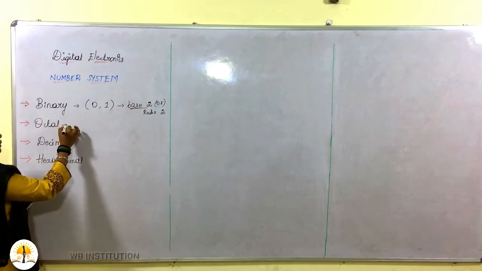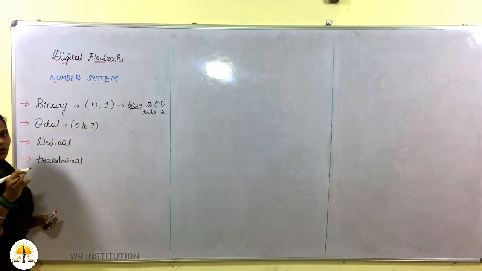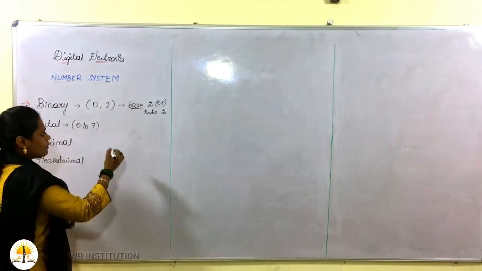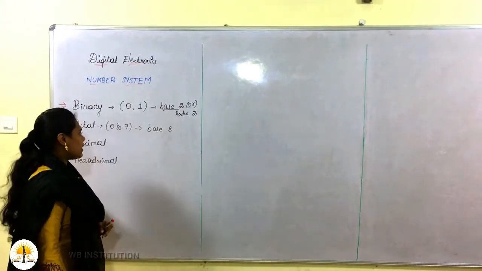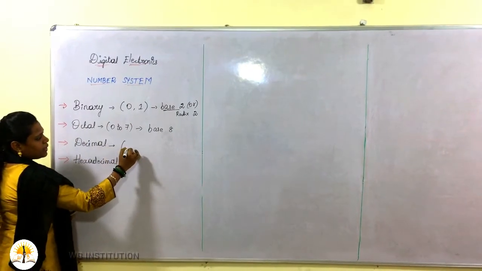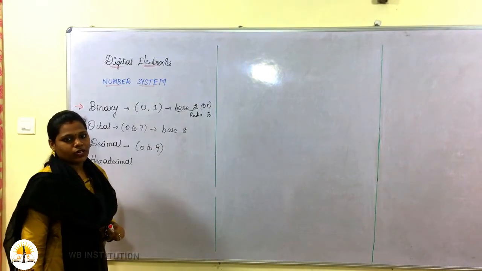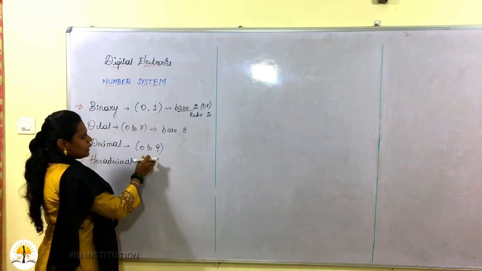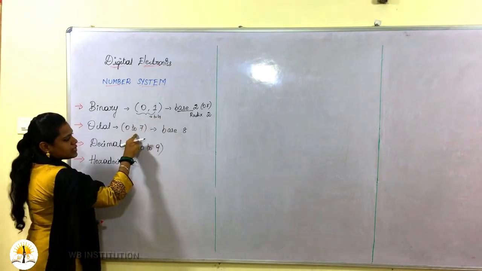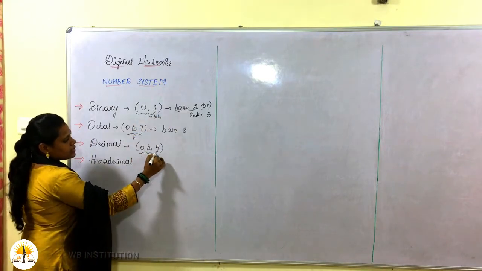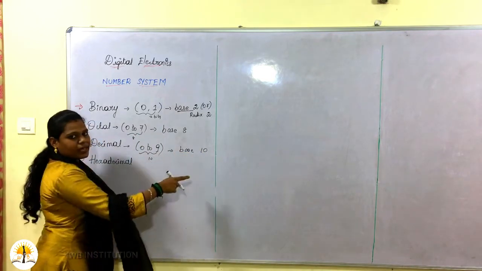For octal, it accepts data from 0 to 7. So 0, 1, 2, 3 up to 7. Here the base is 8 or radix is 8. Coming to decimal, it's 0 to 9. So 0, 1, 2, 3 up to 9. Here 10 bits are there, here 8 and here only 2. So the base is 10. Based on the bits only, the base can be determined.